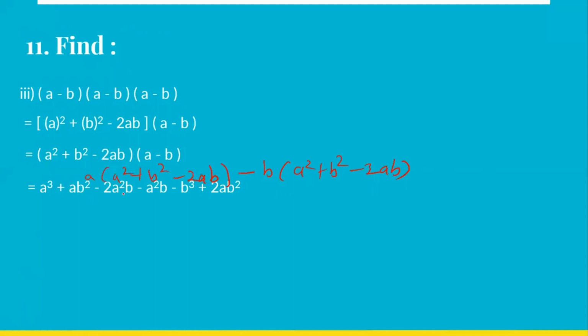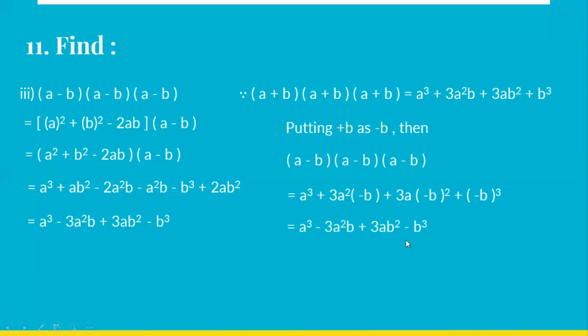Now what are the like terms here again? ab square and ab square. So ab square plus 2ab square is going to be 3ab square. And minus 2a square b and minus a square b, the two negatives we also add. So on doing that, we get a cube minus 3a square b plus 3ab square minus b cube. That's it. So learning the identities makes your life easier, children.